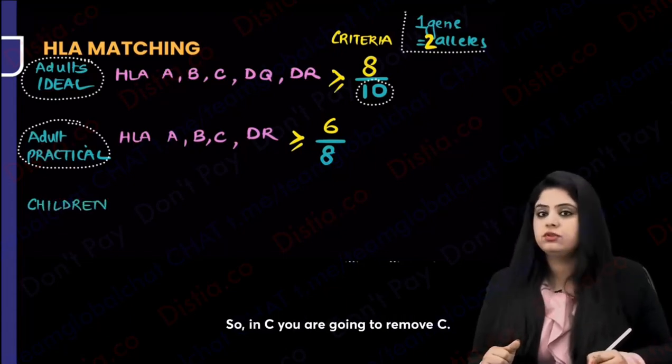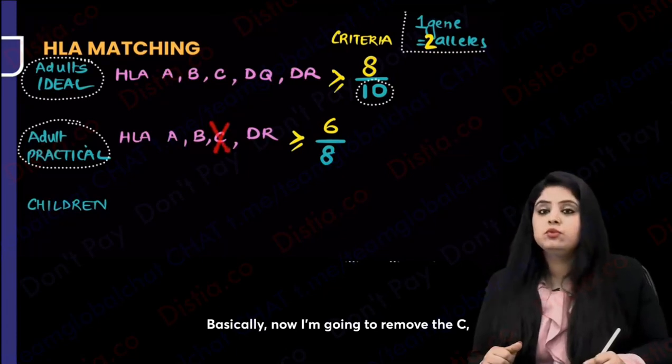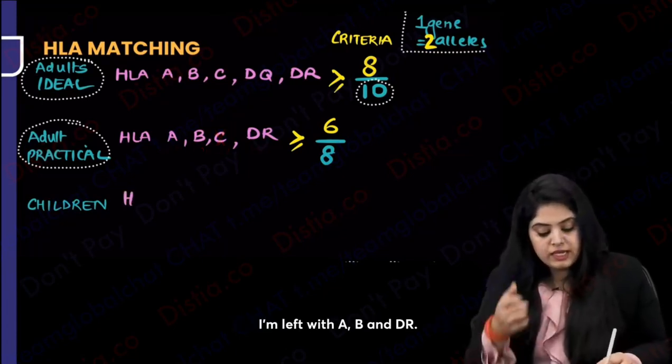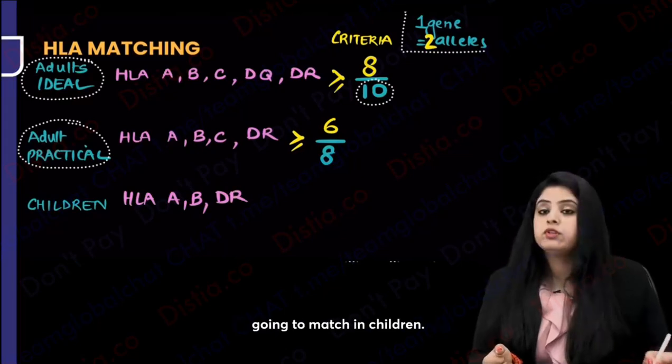So in C, you're going to remove C. In C there is no C. Basically, now I'm going to remove the C. So I'm left with what? A, B and DR. I'm left with A, B and DR. So HLA A, B and DR is what I'm going to match in children.